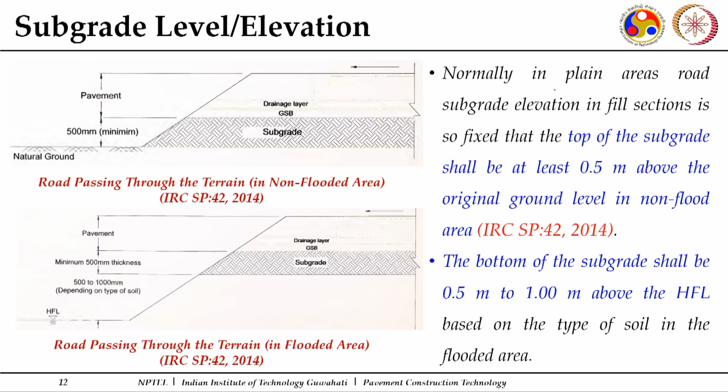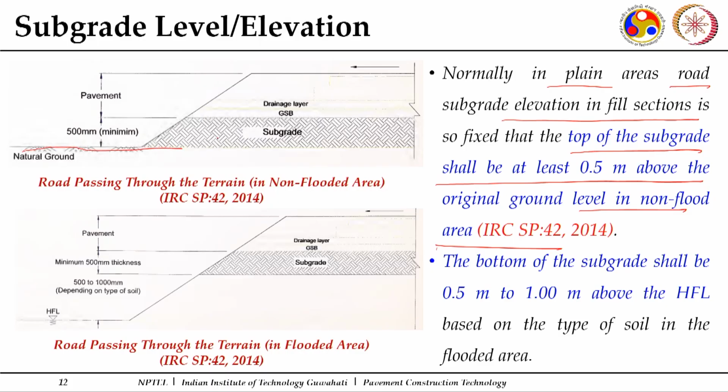It says that normally in plain areas, for road subgrade elevation in fill sections, the top of the subgrade shall be at least 0.5 meter above the original ground level in non-flood areas. As I mentioned, that is why we construct at least 50 centimeter of subgrade, because it should be at least 50 centimeter above the natural ground level. So here you can see the natural ground level, and the top of the subgrade should be at least 50 centimeters above it. This is my top of the subgrade.